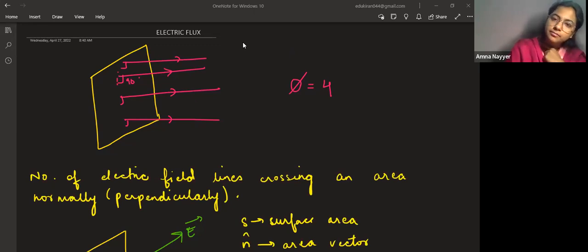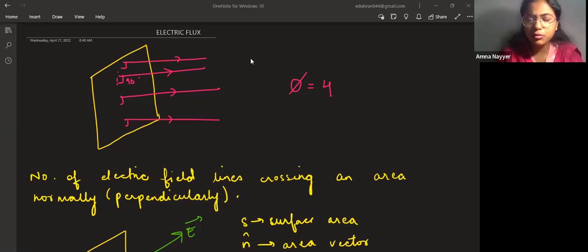Area vector. Remember, we drop a perpendicular to the surface, we call it area vector, and the angle between area vector and electric field is considered when we are calculating electric flux, right? So I hope you have revised. Any doubts from the previous classes? Clear? Yes? No?